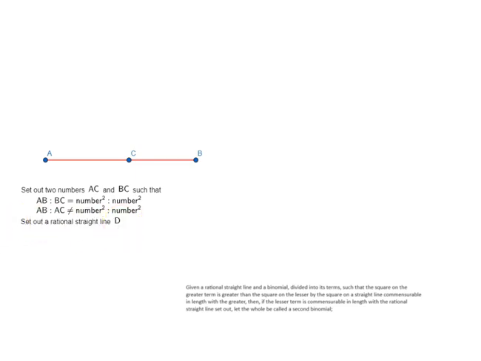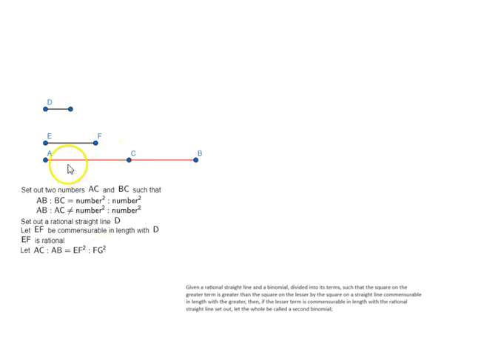Set out a rational straight line D. Let EF be commensurable in length with D. So we take a multiple of D. Here, if you notice, D is a rational straight line. That means D is rational. And since EF is commensurable in length with D, that means EF is rational. Let AC is to AB equal EF square is to FG square. Now here, we do not have FG, so we can't have a square on FG. We have to find that.